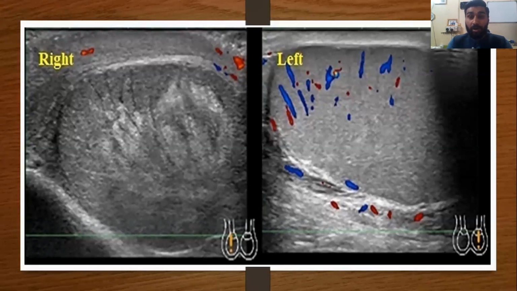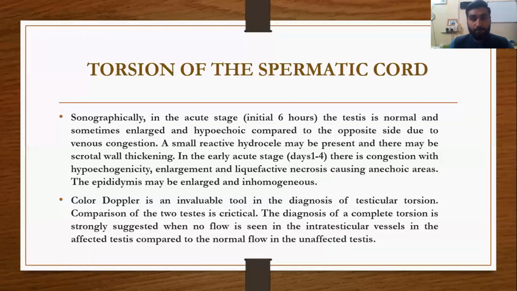Another additional point in this image is the thickening of the scrotal wall. In the image of the right testis, you can see there is a moderate thickening of the scrotal wall. Whereas if we look at the left, there is a normal scrotal wall thickness, and the normal scrotal wall thickness measures from 2 to 8 millimeters. Portion of the spermatic cord.